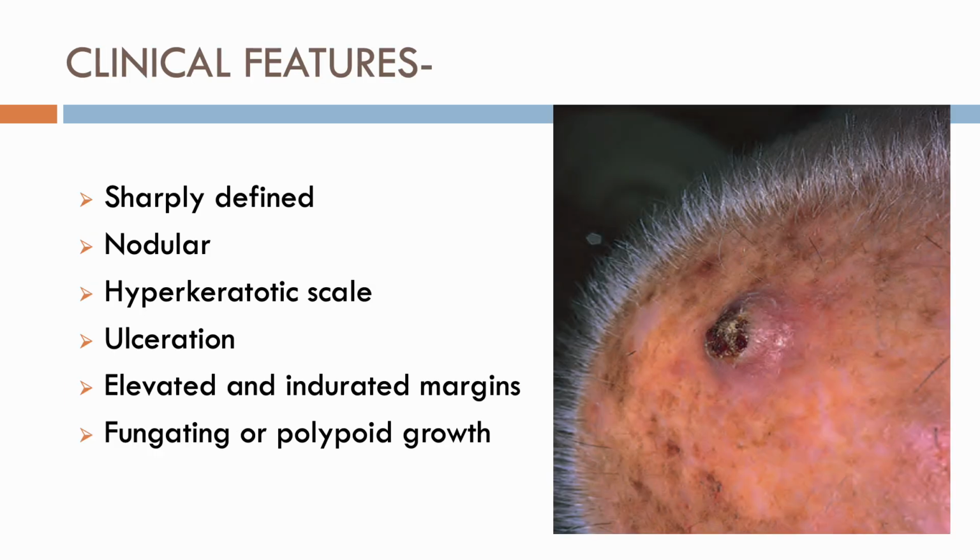Coming to the clinical features. So how will the lesion look grossly or clinically? The lesion will be sharply defined, nodular, with hyperkeratotic scale, ulceration, elevated and indurated margins, and fungating and polypoid growth.